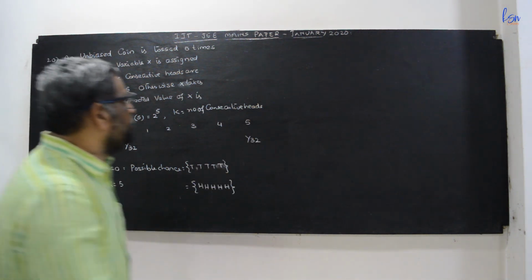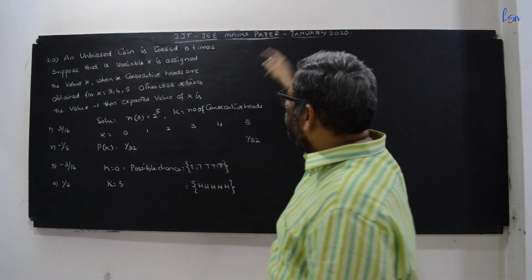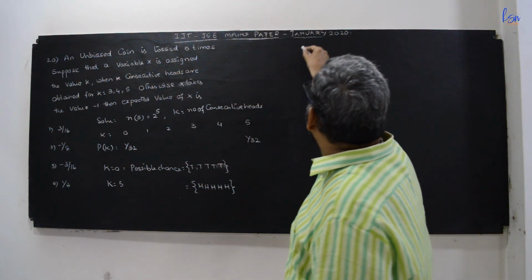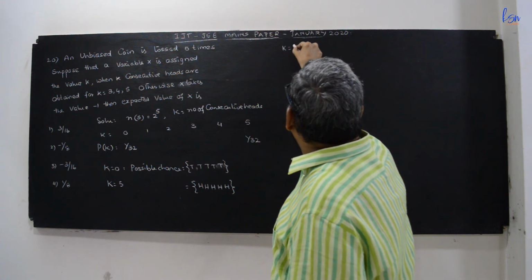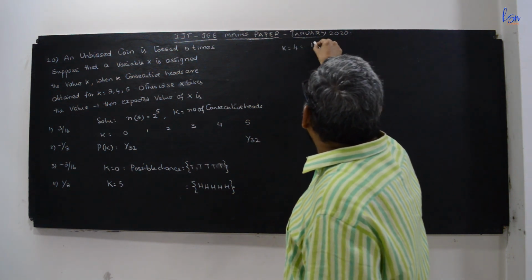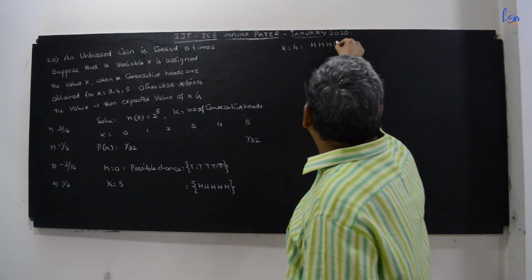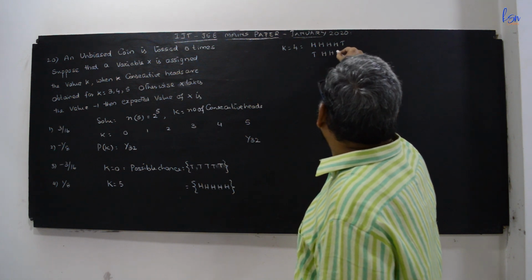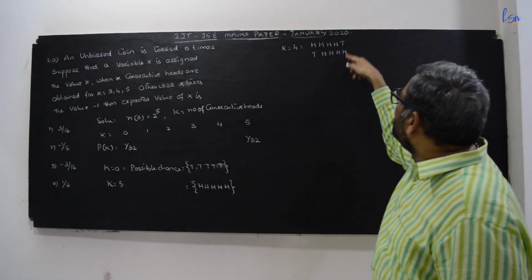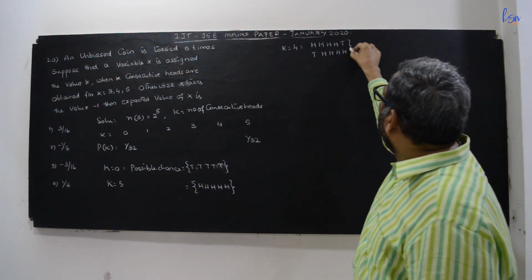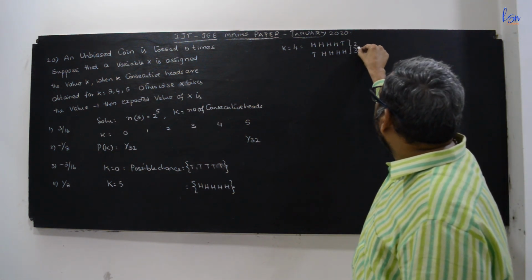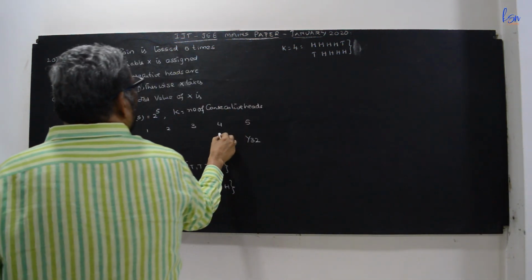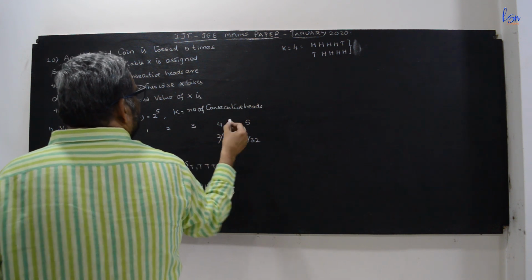Now we'll take k is equal to 4. That means 4 consecutive hits. The possible chances: head, head, head, head, tail, or tail, head, head, head, head. So these are the 2 possible chances. So you will get only 2 by 32, as there are only 2 options. Its probability is 2 by 32.